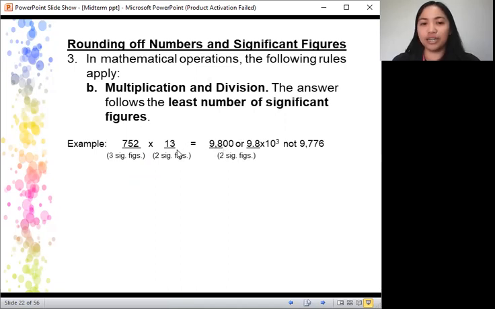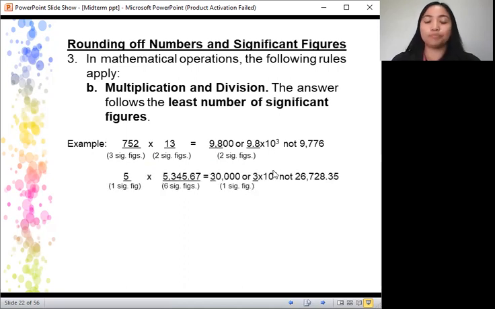So kung i-multiply ninyo mo, imong makuha nga answer is this, 9,776. Pero ingon sa rule nga dapat pag-report nimo sa imong answer ang least number of significant figures imong basihan. That is only 2 significant. So how will you report this 9,776 para duha ra yung significant figure? So imo siyang i-round off. Mo nang nahimo siya og 9,800 or you use the scientific notation which is 9.8 times 10 to the 3.